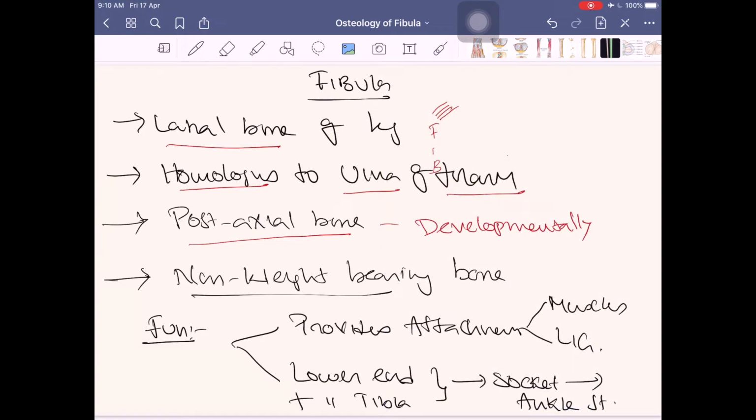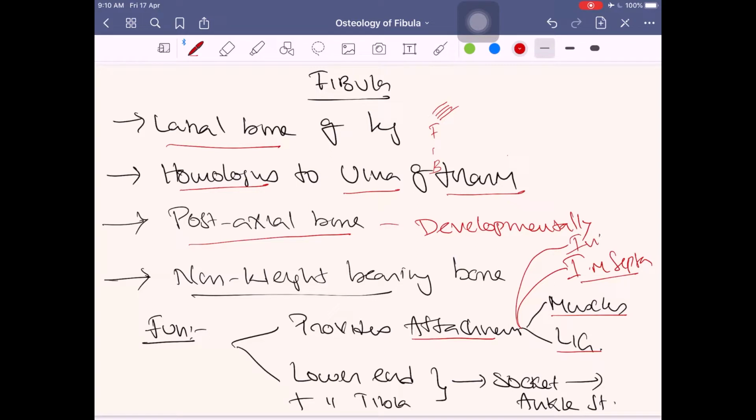So continuing, if it is a non-weight bearing bone, then why is the bone there in the first place? It serves the function of providing attachment to various muscles and ligaments, the intermuscular septa also, and the interosseous membrane. These are the structures which can attach to this, but as far as transferring the weight is concerned, it is not doing the job.